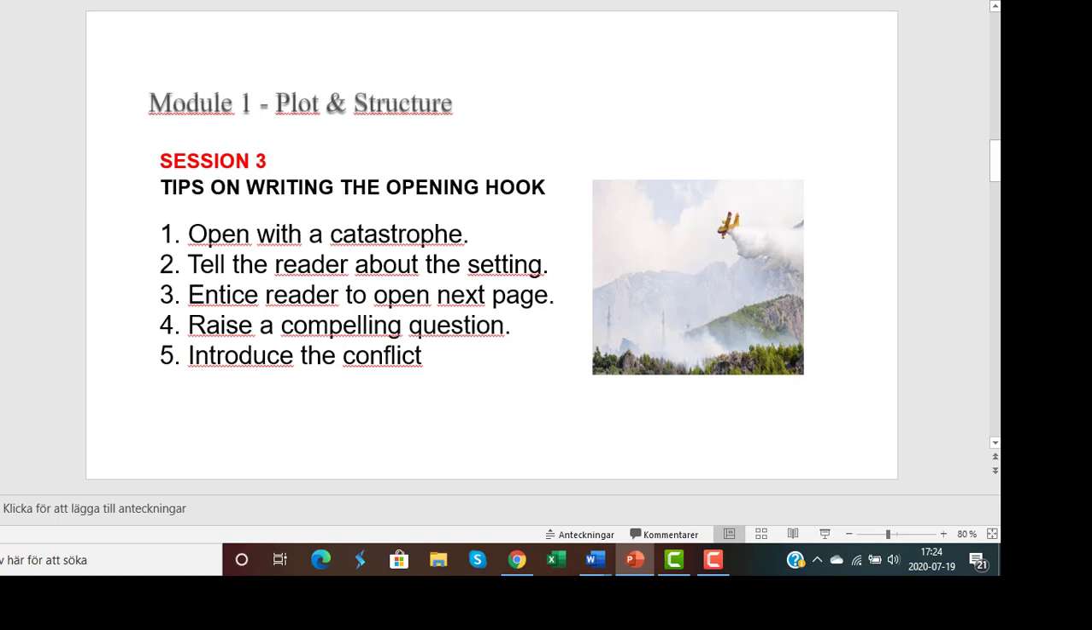Number 3, entice the reader to open the next page. You do that by dropping hints or surprise the reader with something unusual. For example, a character could say, "Oh, they are killing off a large number of the population using a dangerous drug." That will make the reader curious and force her to open the page and continue reading.